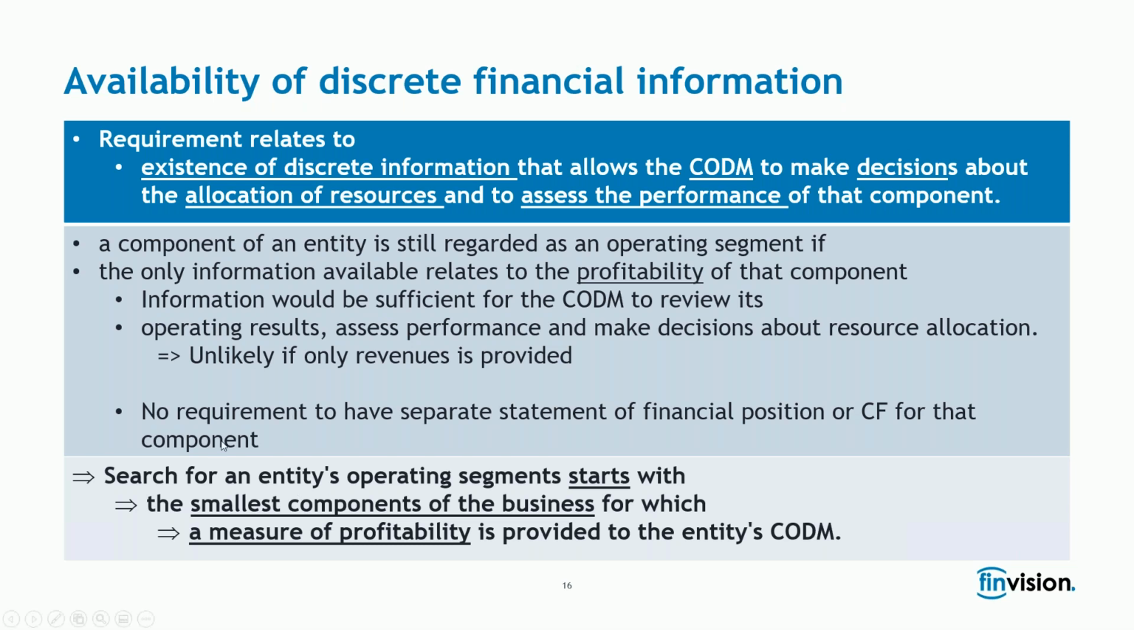So the process of finding an entity's operating segments is really starting from the smallest components of the business, looking at what internal management information and management reporting is provided, and which includes a measure of profitability provided to the chief operating decision maker that he or she will then be using to perform its function of allocation of resources and of assessing the performance.